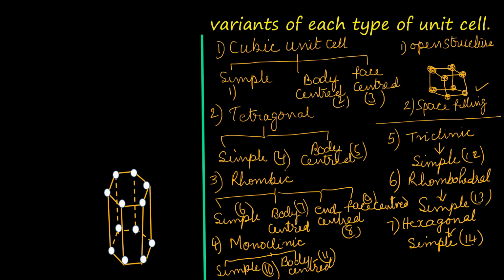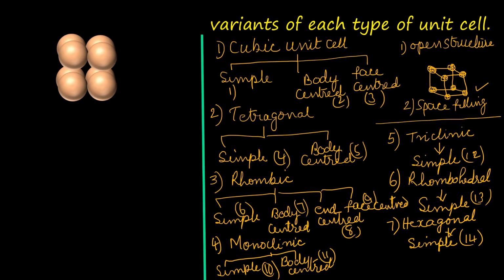Now we will see the space filling representation of unit cells. We will see the space filling structure of these three, that is the three different types of cubic unit cells, namely simple, body-centered and face-centered. This is a simple cubic cell. These are the four particles at the top. These are the four particles at the bottom forming this cube-like structure. In the open structure, its representation is like this. I hope it is clear.